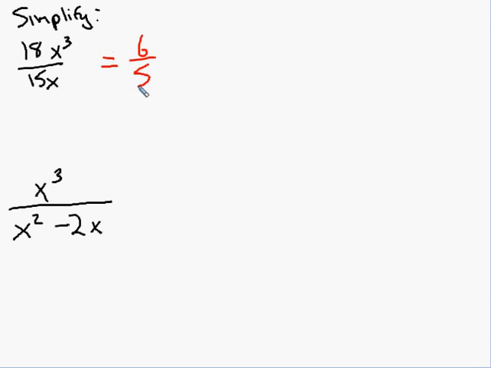So I get 6 over 5. And then, rules of exponents, I subtract those, and I get an x squared in the numerator. Well, why? Because there's more x's up here, and also 3 minus 1 is 2.